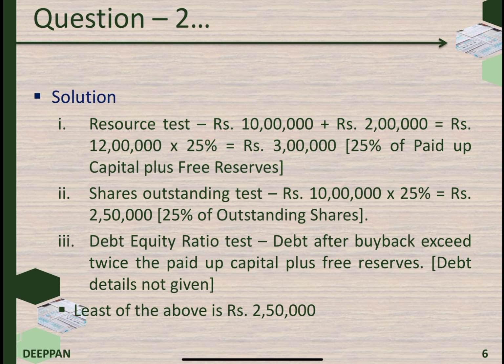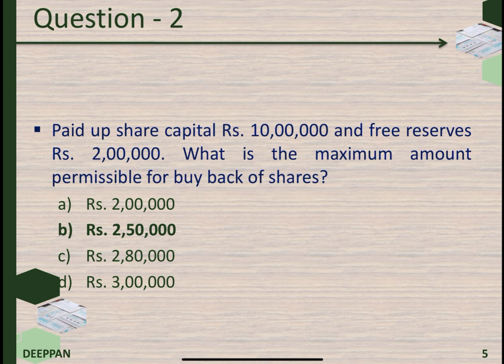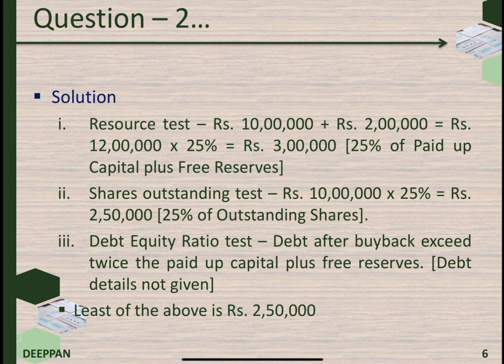25% of outstanding shares. Debt equity ratio test: debt after buyback should not exceed twice the paid up capital plus free reserves. But here the debt details are not given. Least of the two is rupees 2,50,000. So the answer is 2,50,000.